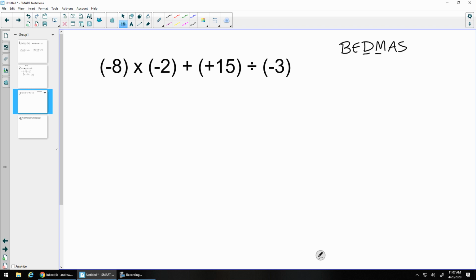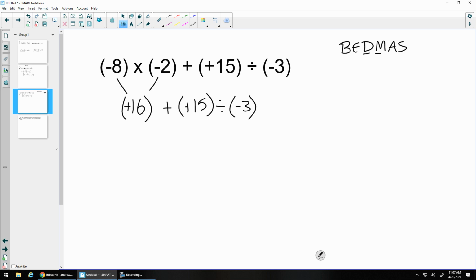So I'd first have to solve this multiplication. 8 times 2 is 16. It's a negative and a negative, so my answer is positive. Okay, and now this is plus positive 15 divided by negative 3. Good to write the whole thing out.